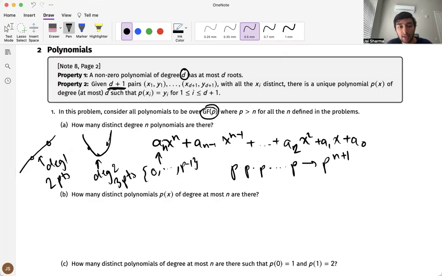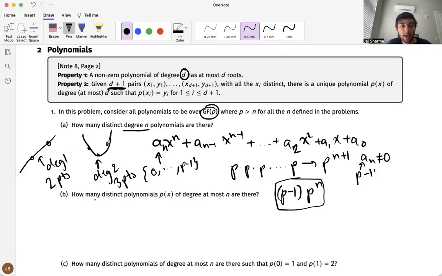The only thing is that in order for this to actually be degree n, we need this first term to be non-zero. That means that this term, a_n, cannot be 0. So a_n cannot be 0, which means that we have p minus 1 options for a_n, and we have p options for the rest of them. So p minus 1 options for a_n, and p options for the other n coefficients from n minus 1 to 0. So that's what it is.